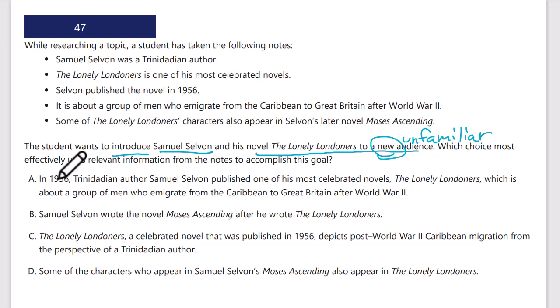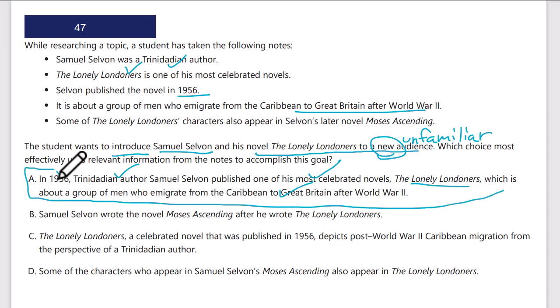So we want to include something about he's Trinidadian and that this is one of his celebrated novels. We want to give a little background on the novel because we're introducing it. So it was in 1956, what it was about. That probably has to be in there. So let's take a look. In 1956, Trinidadian author. So we're getting some background on the author, when it was published. It was one of his celebrated novels. We're introducing something about it, which is about a group of men who emigrate from the Caribbean to Great Britain and what it's about. This looks pretty darn good.